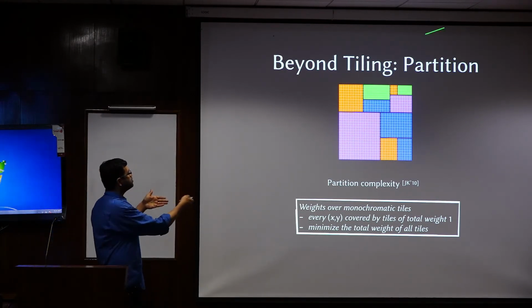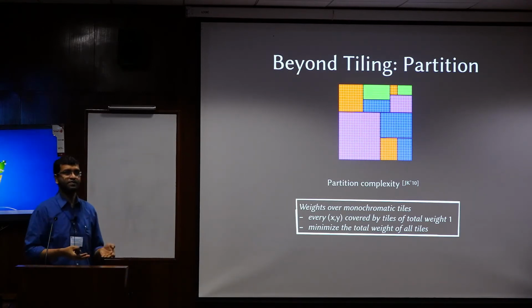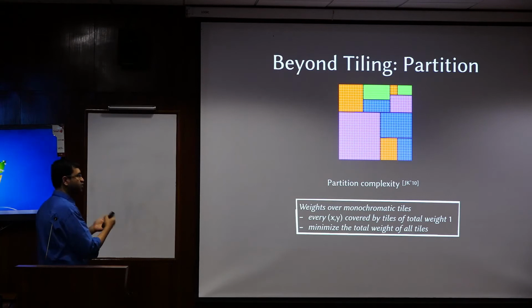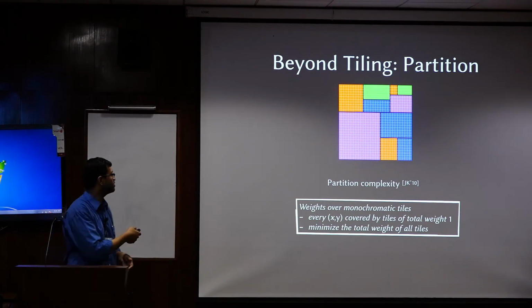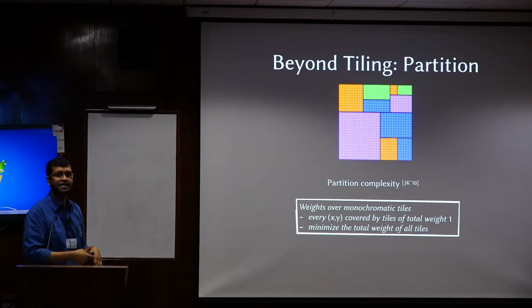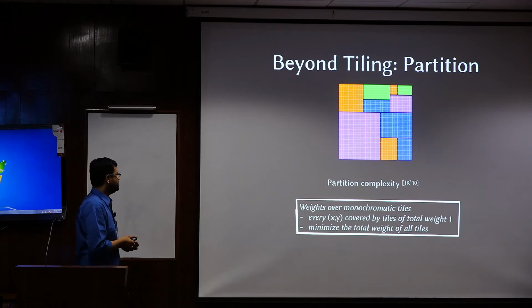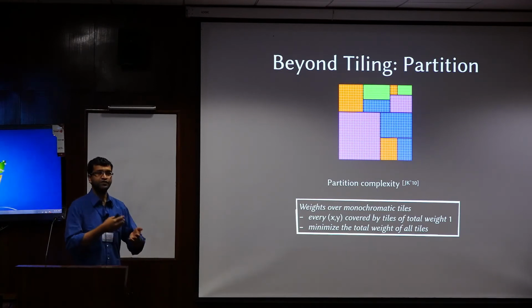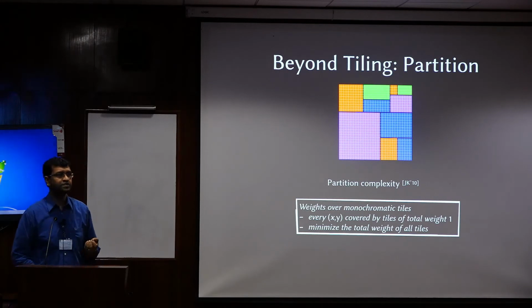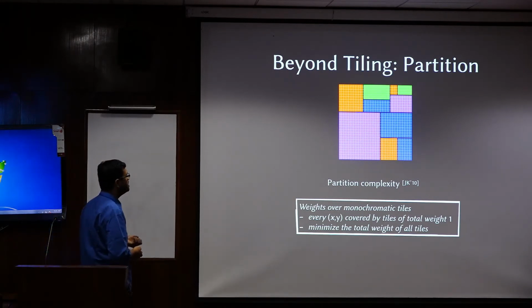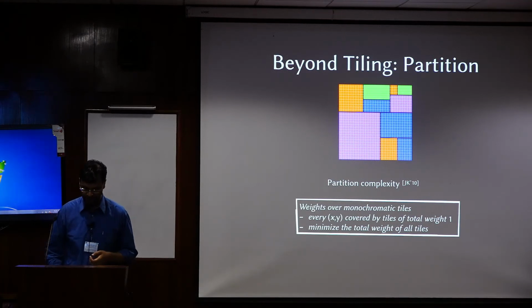So if you had one huge tile fitting here, that would have been nice. You can just have total weight 1, but typically not, right? So there will be a lot of overlap, or you can not overlap but use several tiles. In either case, the total weight of tiles will grow, right? So your goal is to minimize the total weight of all the tiles you use. And that's, let's call it the partition complexity. It was defined by Jain and Klauck in 2010 in a communication complexity problem.